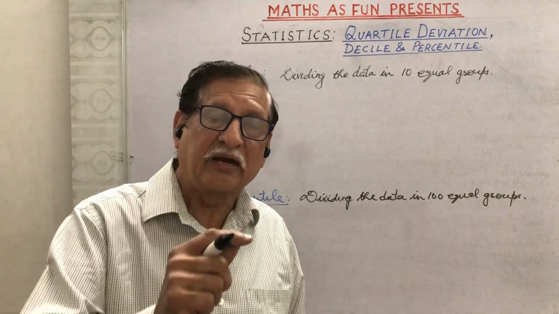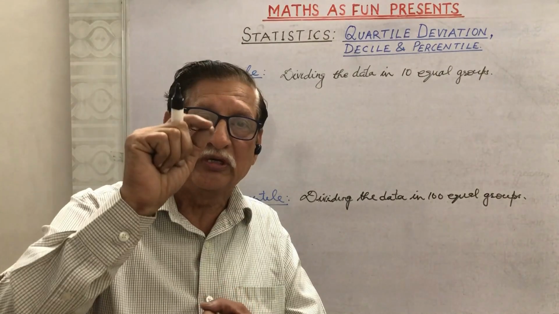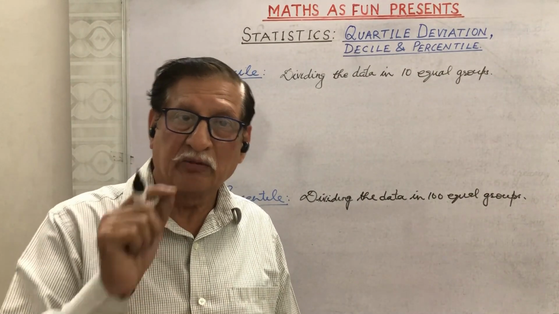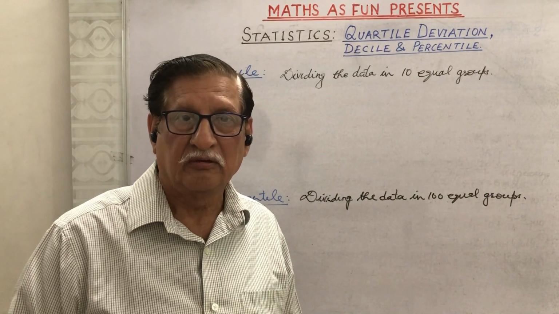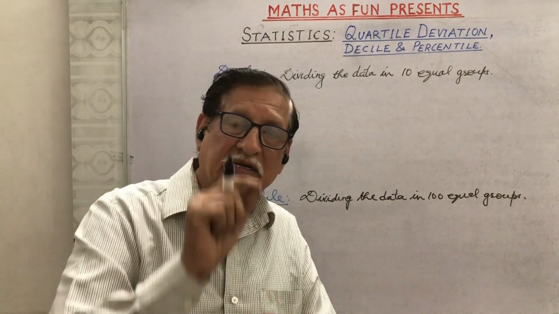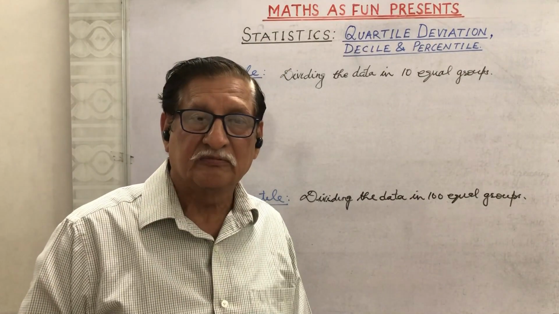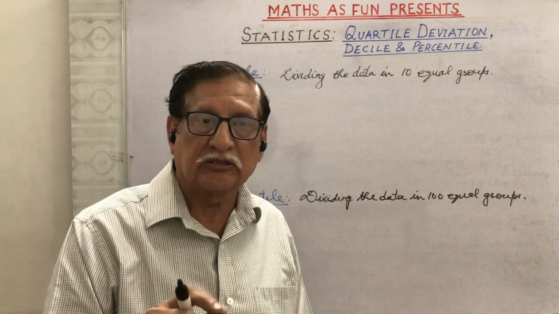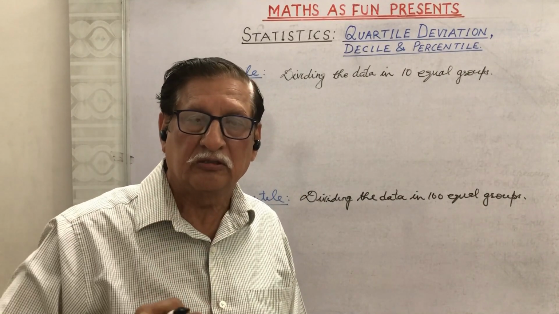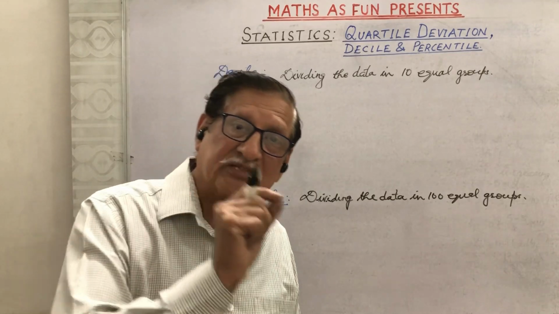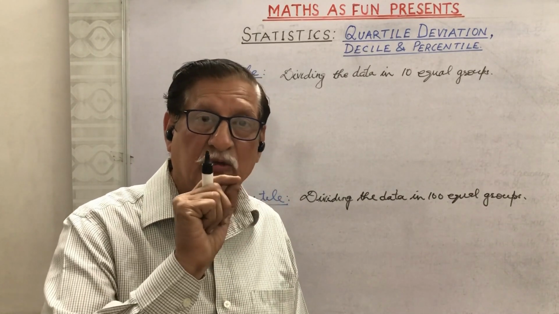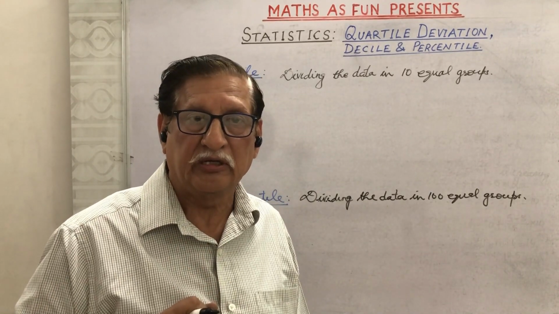In median, we were dividing the data in two equal groups, and the middle value was known as the median. In quartile, we divided the data in four equal groups, and the first one and the third one known as the first quartile and third quartile. And the second quartile, because it was the middle value, that is giving the median.